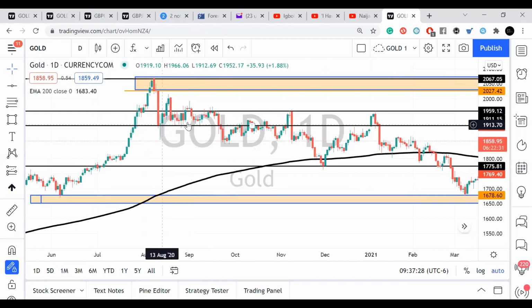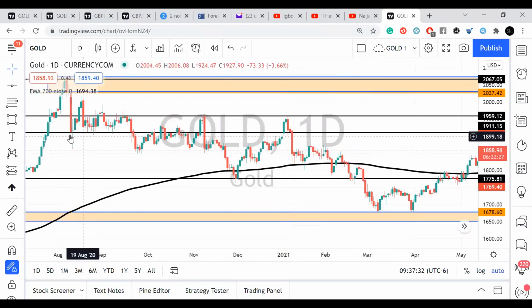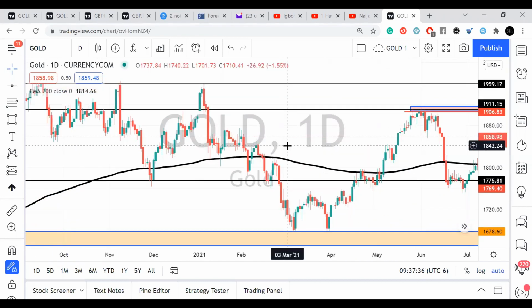Here price came. You see how price respected here. Then price came here, and this place has now turned support. So this is a very strong region. And see how price came and respected here too. You see how price is respecting this area.